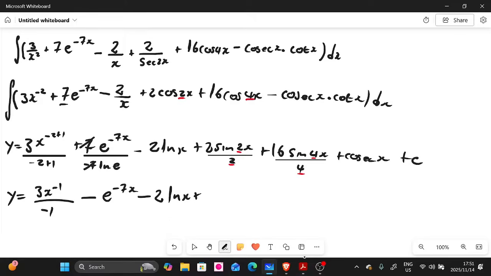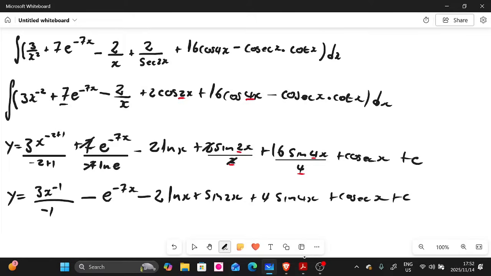And then let's look at this one here. Plus, right? We have 2 divided by 2. So we're going to be left with sine 2x, right? And then we have 16 divided by 4. What is 16 divided by 4? That's going to give us 4. And then we have sine 4x, right? Plus cosec x plus c, right? So this is your final answer.